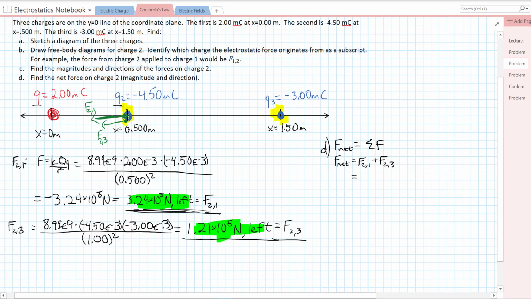Just going to go straight to the calculator. 3.24 times 10 to the 5 plus 1.21 times 10 to the 5 gives us a net force of 4.45 times 10 to the 5 newtons. And since they're both to the left, our net force is also to the left. Just basic Coulomb's law and 1D vector addition.